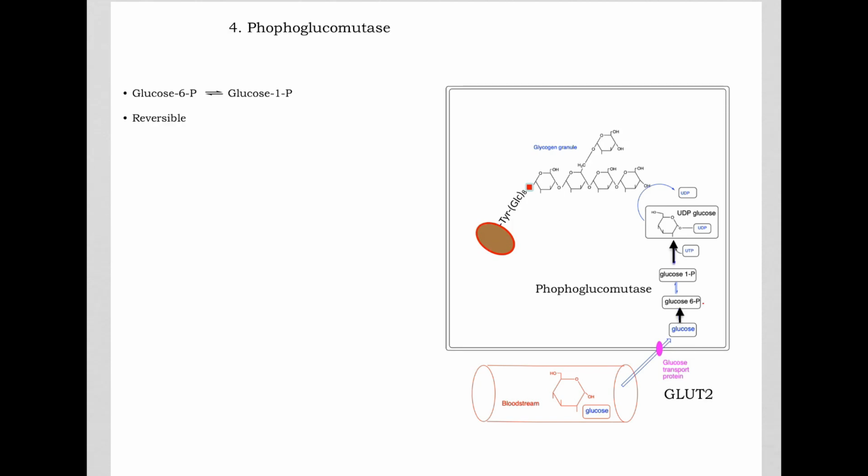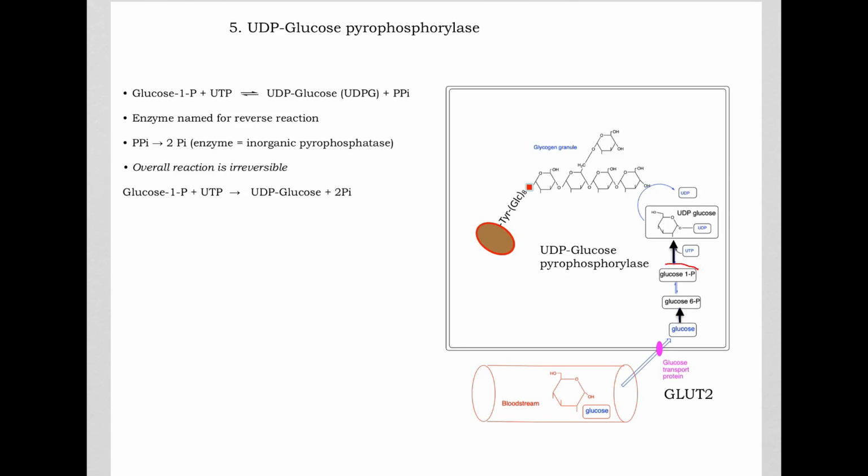In the next step, the glucose 6-phosphate is converted to glucose 1-phosphate. This is a reversible reaction catalyzed by the enzyme phosphoglucomutase. The glucose 1-phosphate is now made into a reactive form of glucose called UDP glucose. So basically, glucose 1-phosphate will react with a nucleotide. In the case of humans, the nucleotide is UTP, not ATP, forming this very reactive form of glucose called UDP glucose or UDPG.